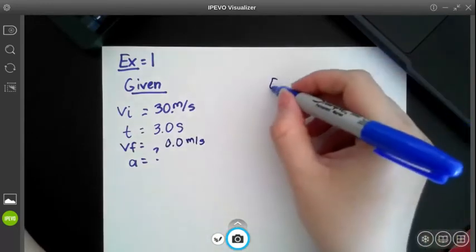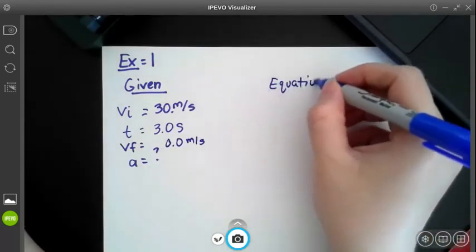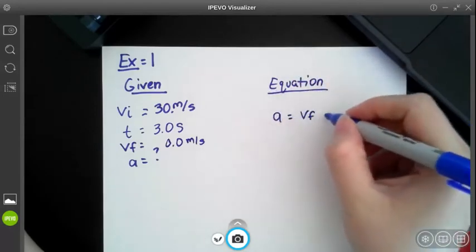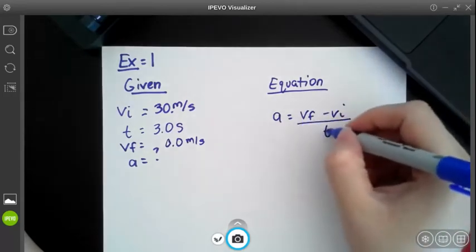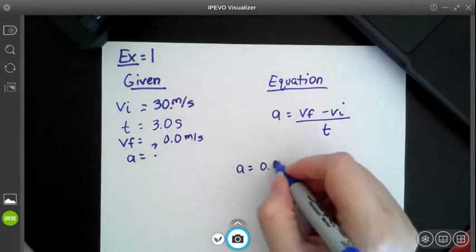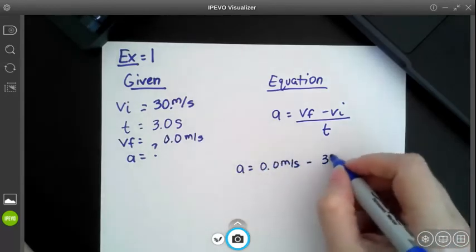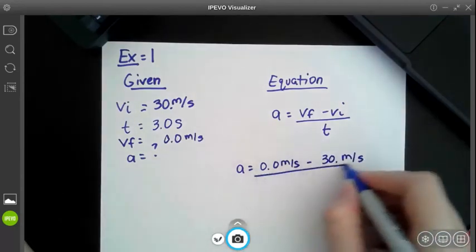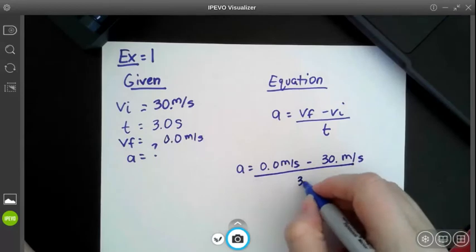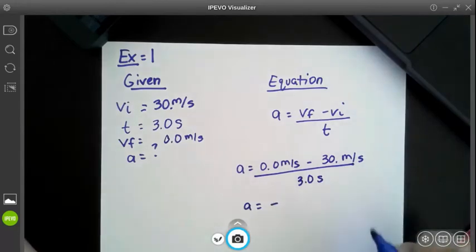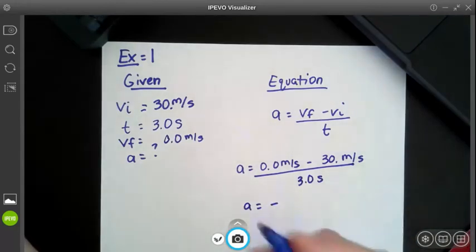The next thing we need to write is the equation that we're going to use. This would be A equals VF minus VI over T. And then we just plug in the numbers. So A equals 0 meters per second minus 30 meters per second over our time, which is 3.0 seconds. If you notice here, our value is going to be negative. That's because she's decelerating and slowing down.